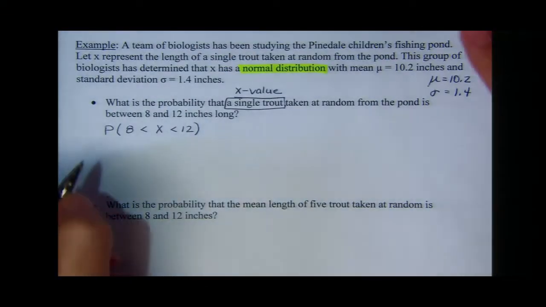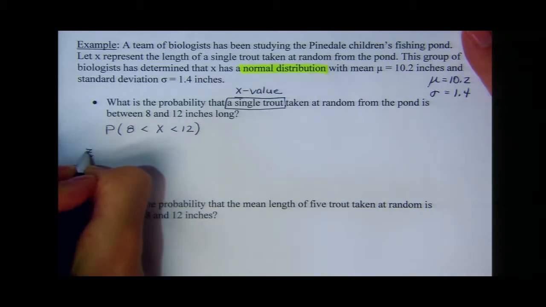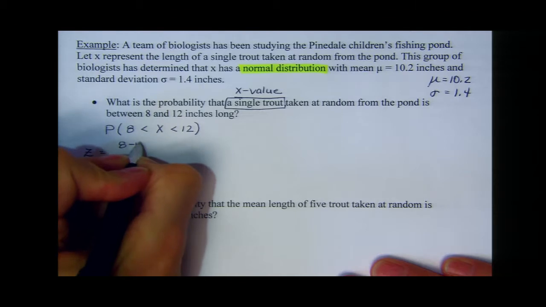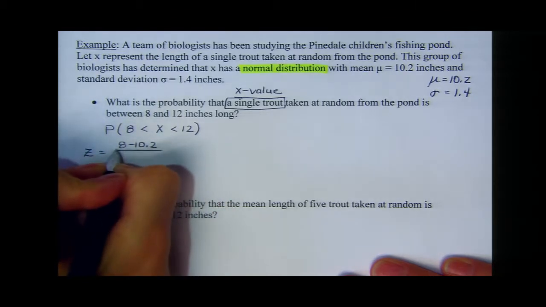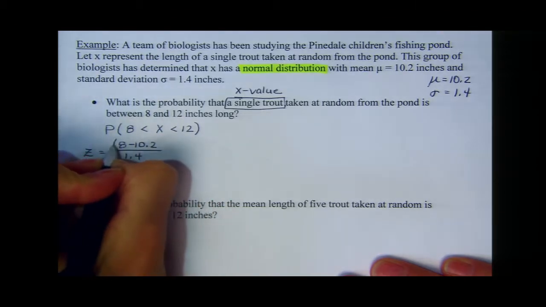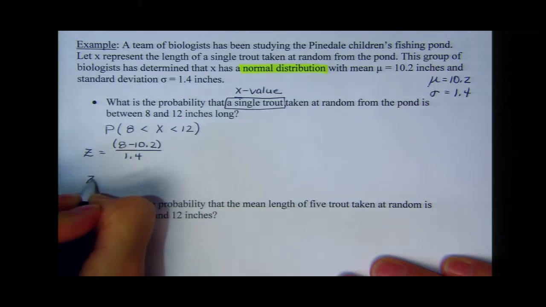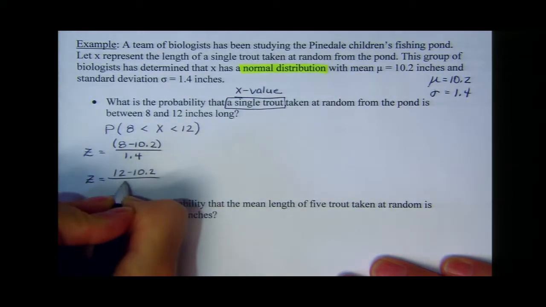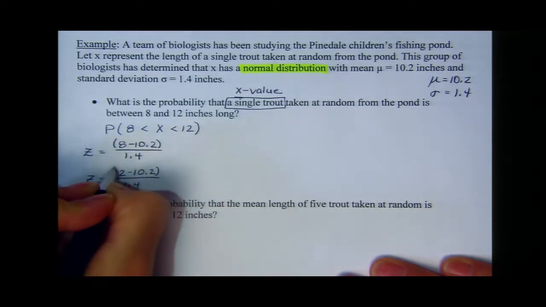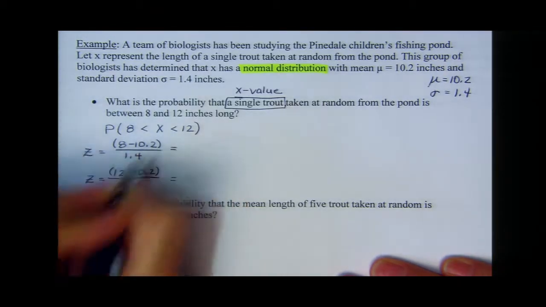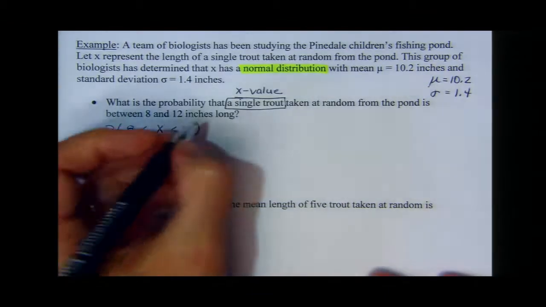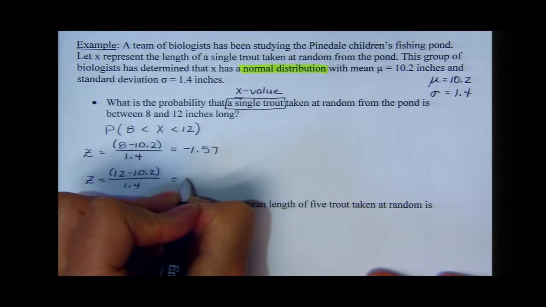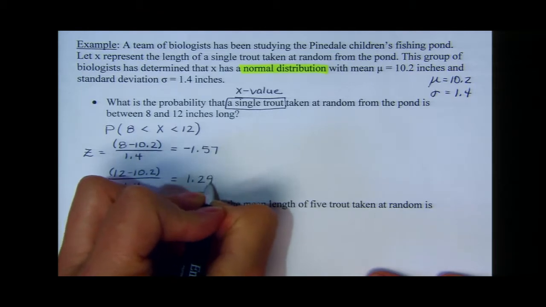So when we go to calculate or standardize our values, we have 8 minus 10.2 divided by 1.4, and we have 12 minus 10.2 divided by 1.4. You have to know which Z formula to use. So this gives me negative 1.57, and this gives me 1.29.